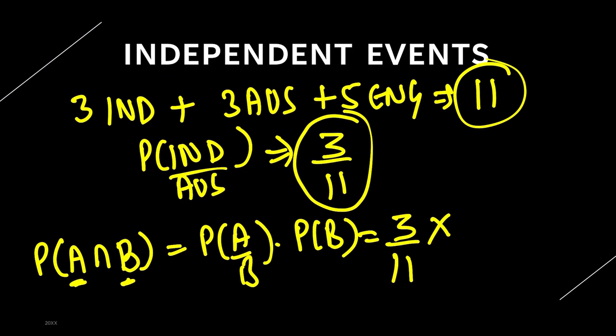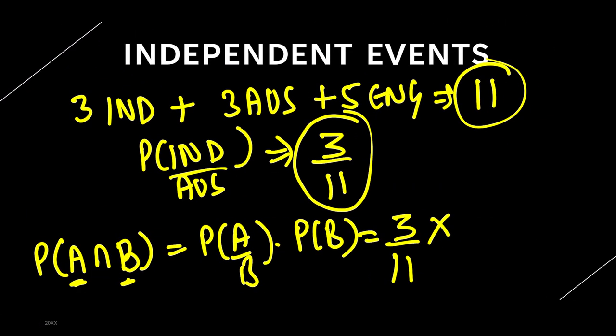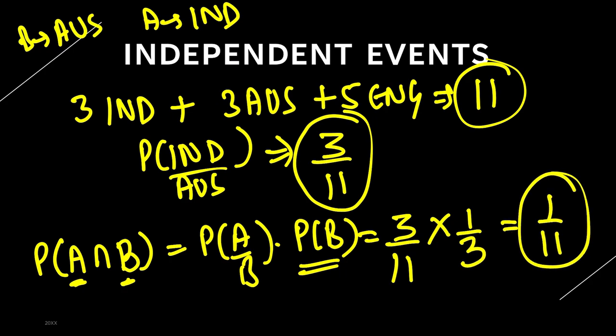Here B means Australian getting selected and A means Indian getting selected, so don't get confused. The probability of B, Australian getting selected, is 4 by 12. Can I write 4 by 12 as 1 by 3? Yes. So you will solve this, and the answer is 1 by 11. So 1 by 11 is the probability that first Australian will be selected and second Indian will be selected.